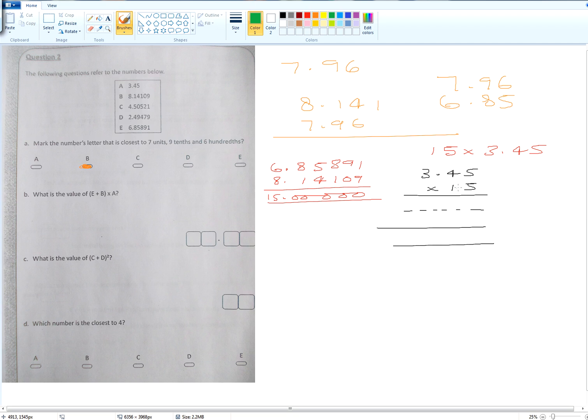So 3.45 times by 15. 5 times by 5 will give us what? 25. 4 times by 5 will give us what? 20. Add the 2 is 22. 3 times by 5 is 15. 15 add 2 is 17. What do we put down here first of all before we go further? Anna? 0. Make it 10 times bigger. Now, 5 times by 1 is 5. 4 times by 1 is 4. 3 times by 1 is 3. So we have 5, 7, 11, and then we have 5. Now, if you look at the question, we have 2 decimal places in the question, so you're going to have 2 in the answer. So there you go. 51.75 is the answer. That goes here.